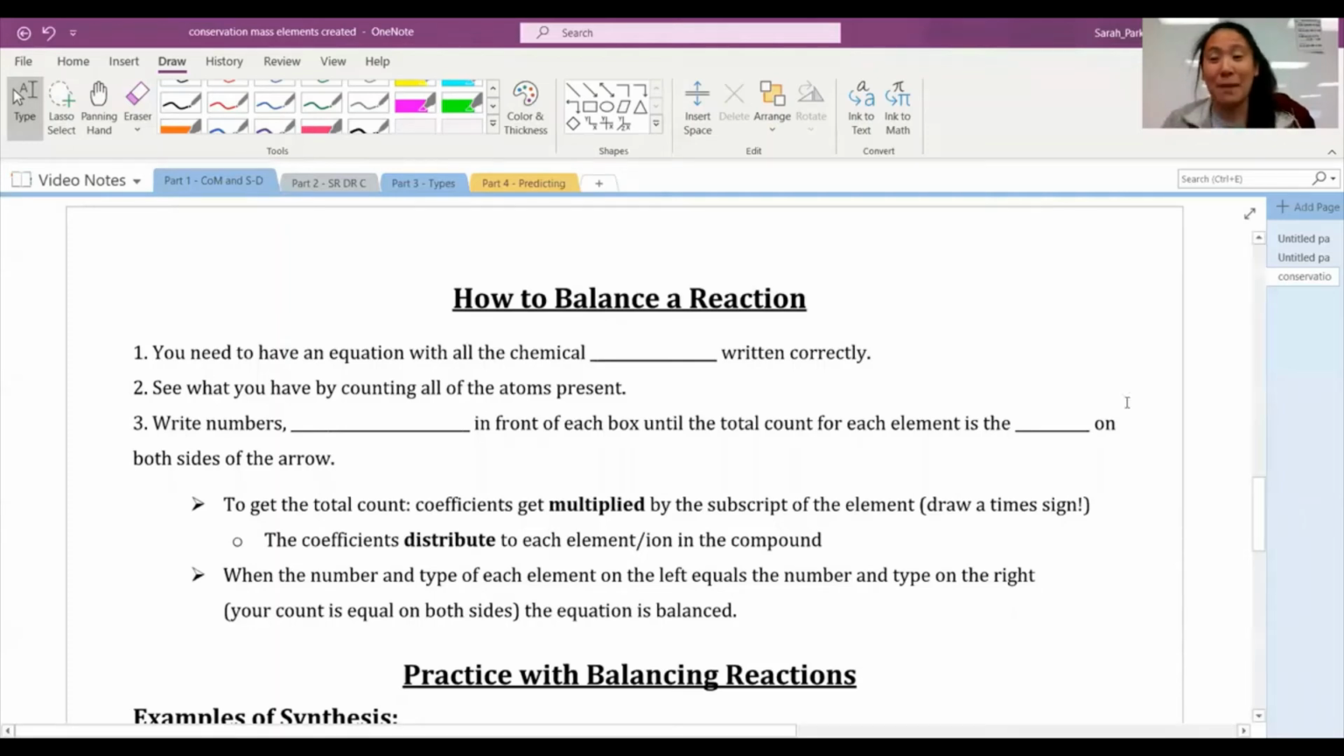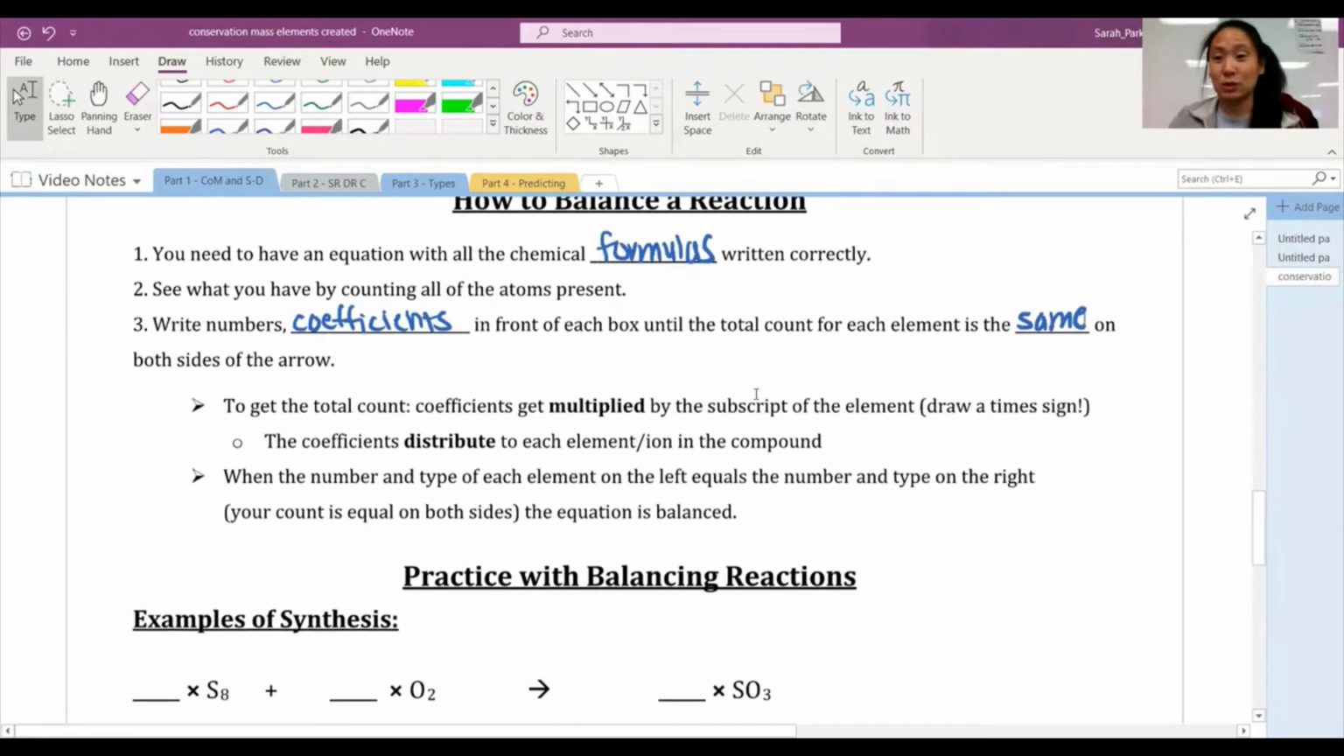Okay, so now let's learn how to balance chemical reactions. There are a few steps that we need to follow here. In order to balance a reaction, you need to have an equation with all the chemical formulas written correctly. You have to see how many of each element you have on both sides of the equation. We are going to write coefficients in front of these compounds or elements until the total count is the same on both sides, okay? So we basically have to multiply to get to a certain number.